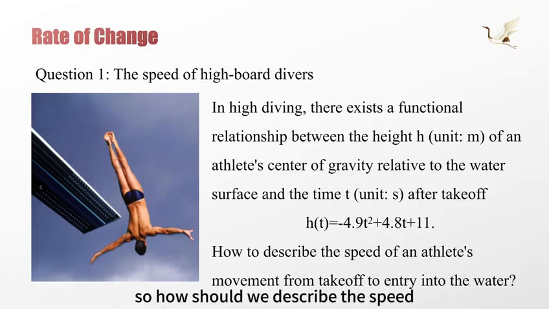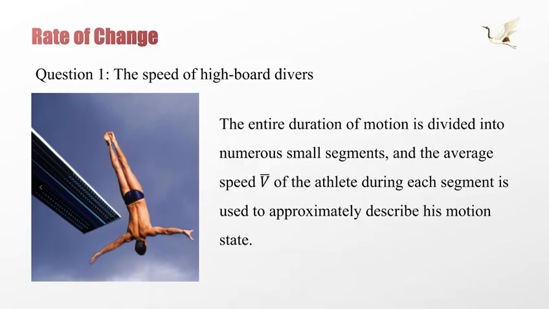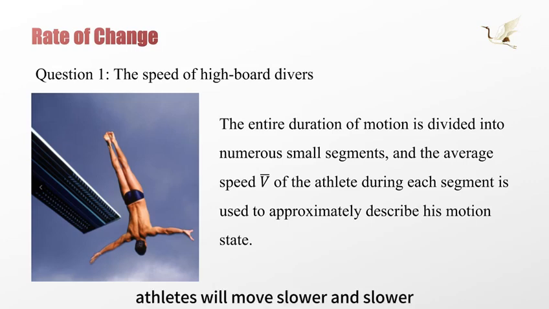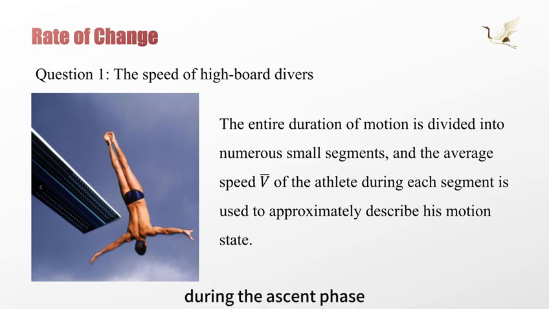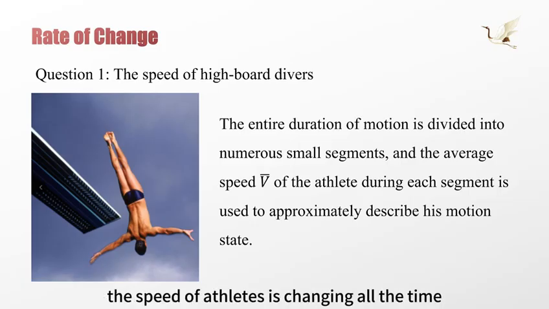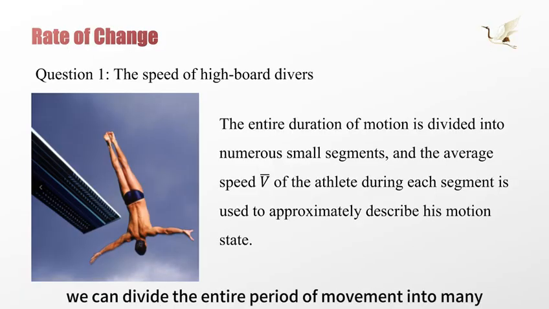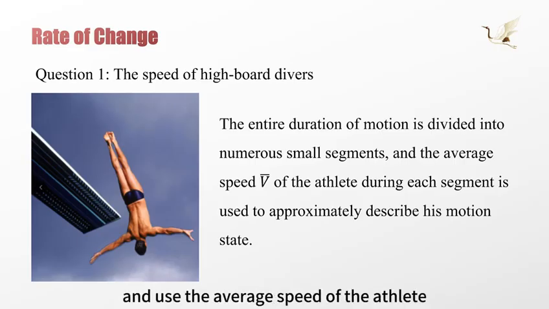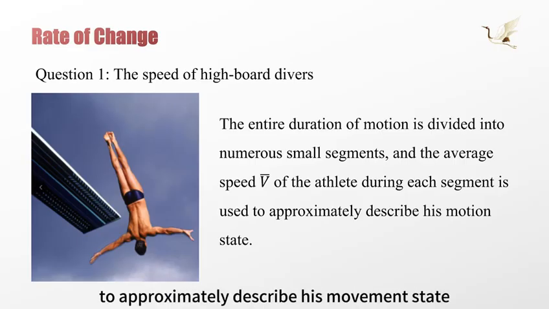So, how should we describe the speed of the athlete's movement from takeoff to entry into the water? We know that during the process from takeoff to entry into the water, athletes will move slower and slower during the ascent phase and faster during the descent phase. The speed of athletes is changing all the time. To study the changes in an athlete's speed, we can divide the entire period of movement into many small segments and use the average speed of the athlete during each segment to approximately describe his movement state.